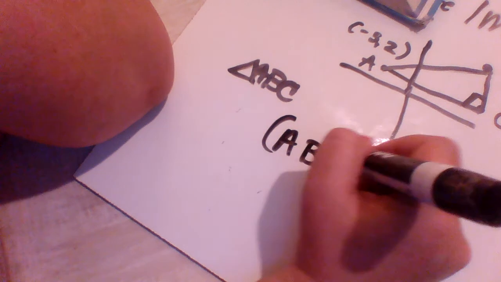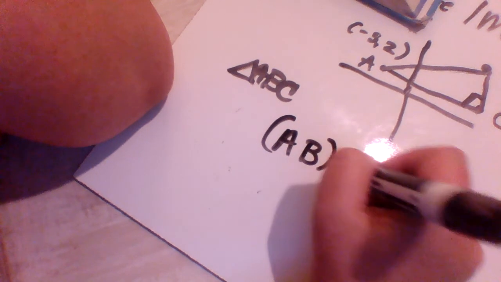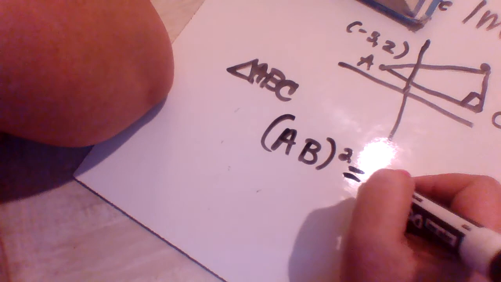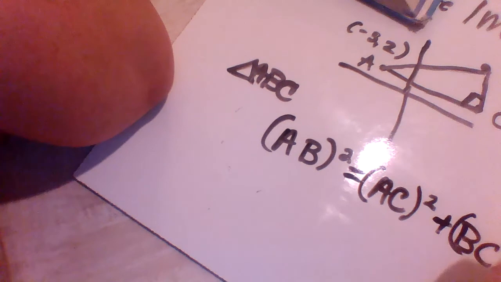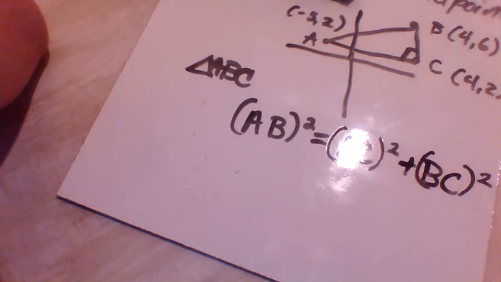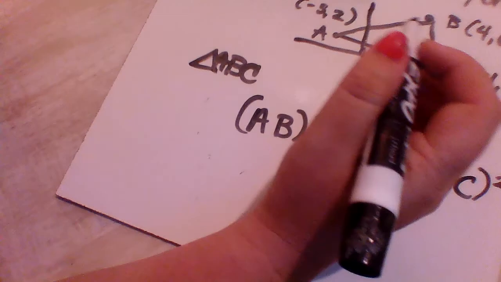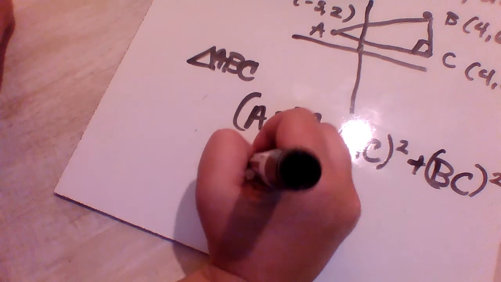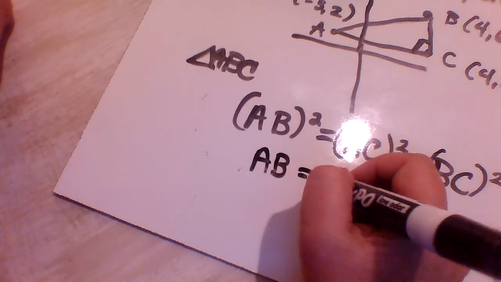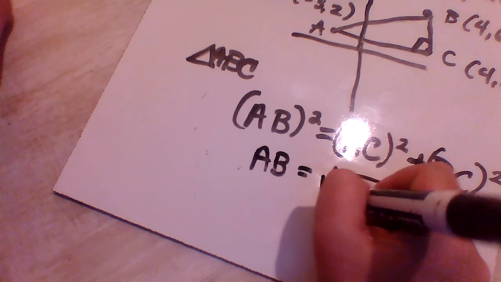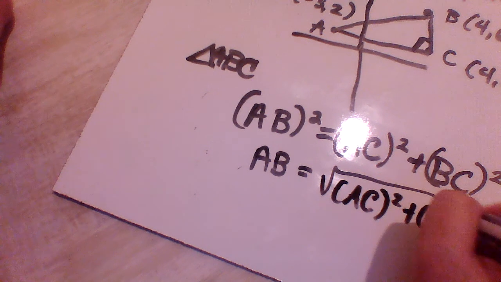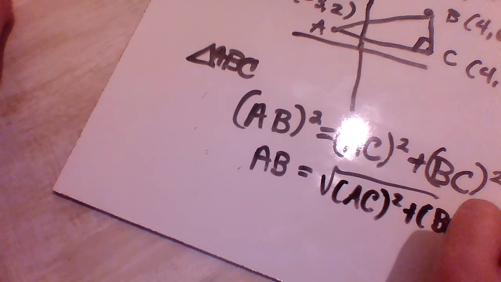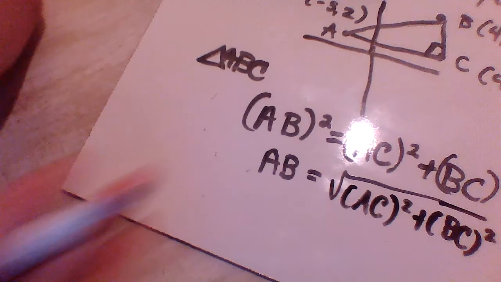So we are going to say that AB squared is going to be the same thing as AC squared plus BC squared. So it's like we're doing the Pythagorean theorem again, right? So AB then is going to be the square root of AC squared plus BC squared.